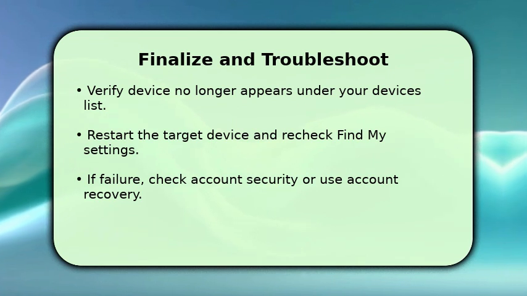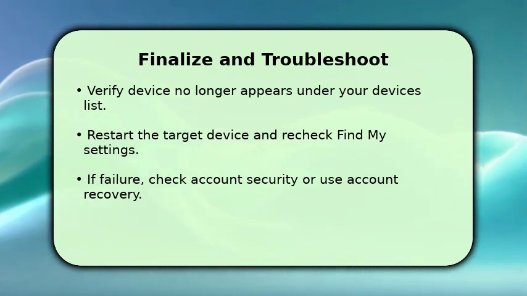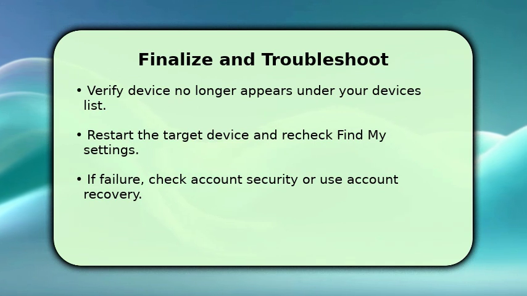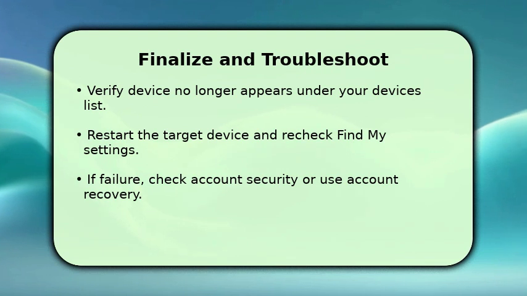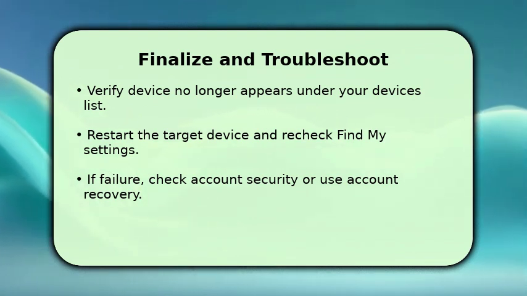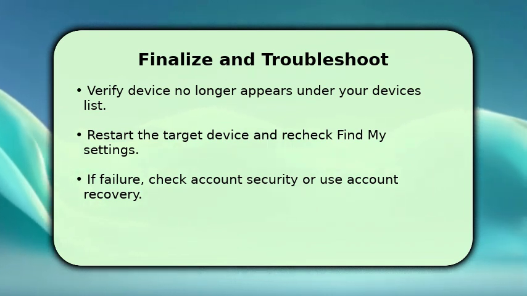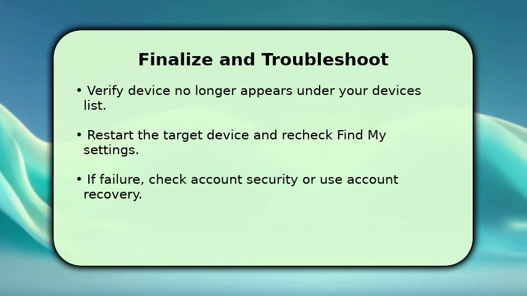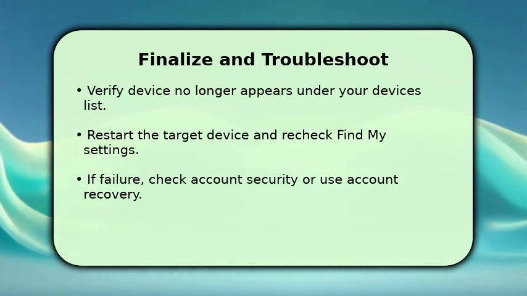If removal failed, make sure you use the correct account and completed two-factor prompts. Sometimes residual activation locks require removing the device via the account website. If you still can't, use account recovery options or contact support, because account security holds or lost credentials often block remote disabling until resolved.